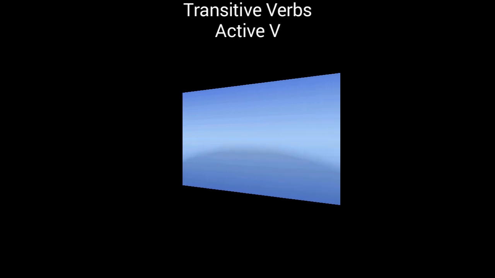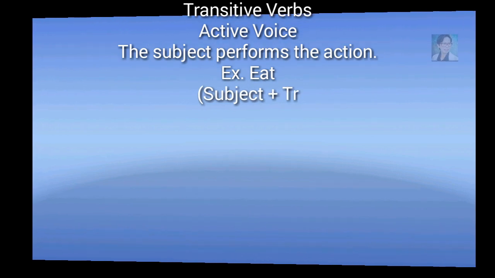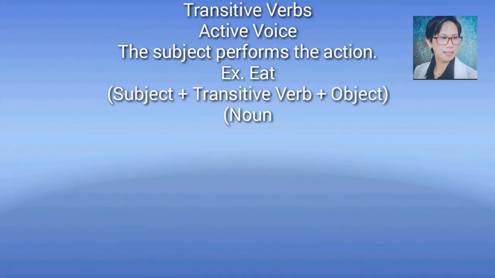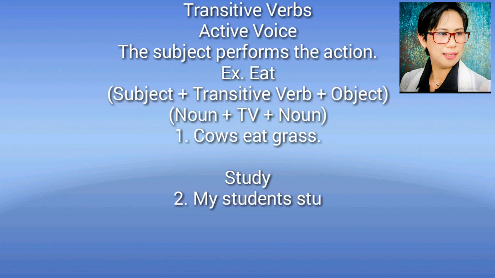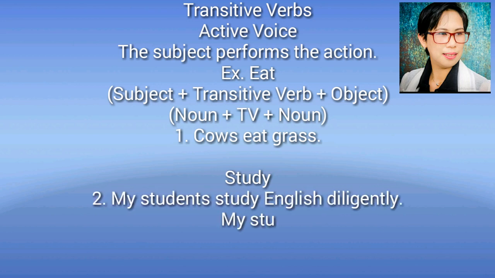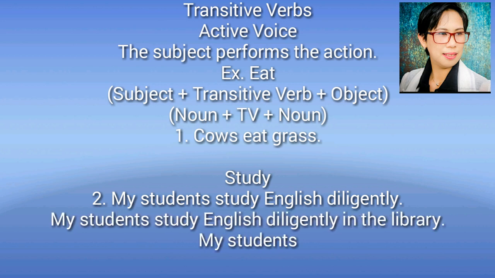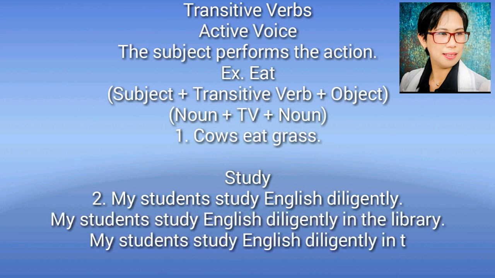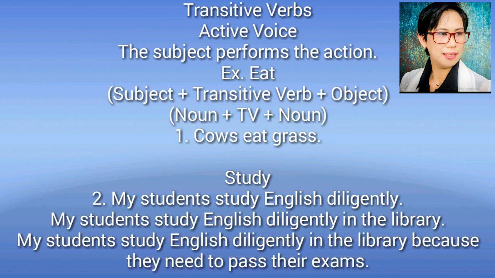Let's move to the transitive verbs. Under the transitive verbs, we have active voice and passive voice. So let's start with active voice. In the active voice, the subject performs the action. For example, eat. Cows eat grass. As you can see, the subject is the doer of the action.